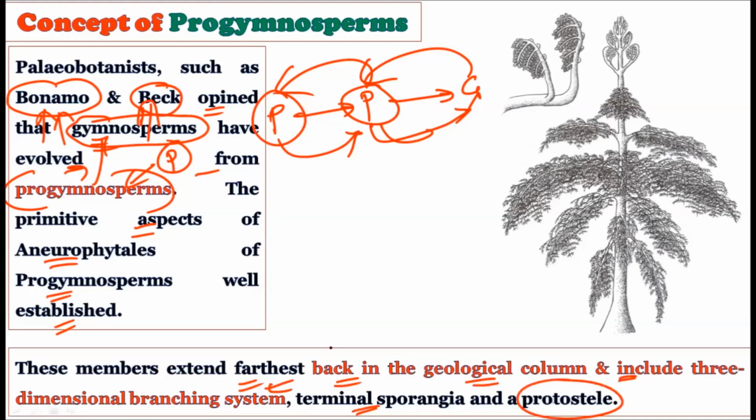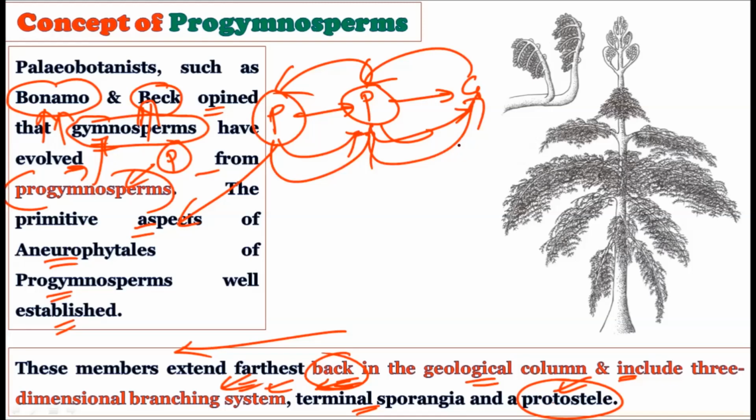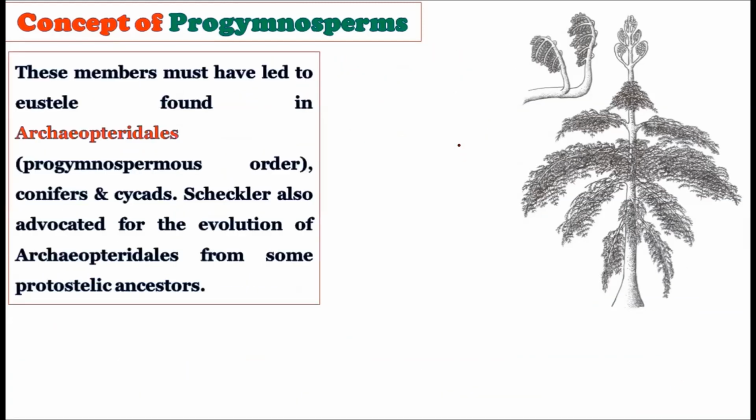Okay, because these members, when we go back in the geological column, show the presence of a three-dimensional branching pattern, terminal sporangia, and protostele. All these were ancient characteristics of the pteridophytes, and hence it shows that on this particular line, from the pteridophytes to the progymnosperms, and from the progymnosperms to the gymnosperms, this evolution has taken place.